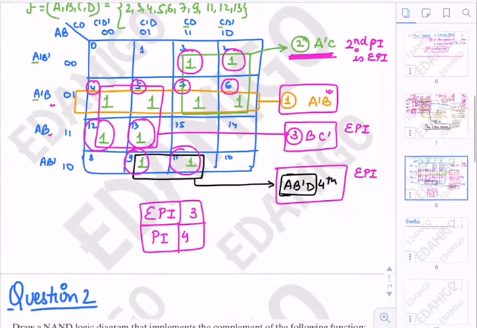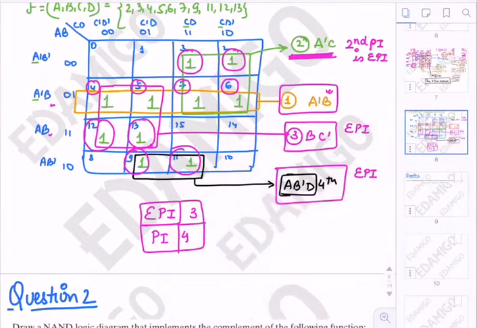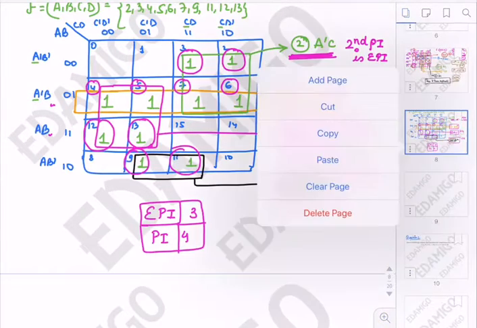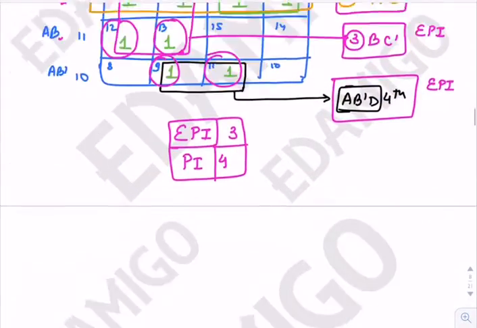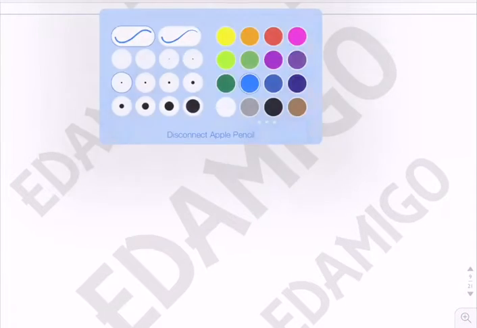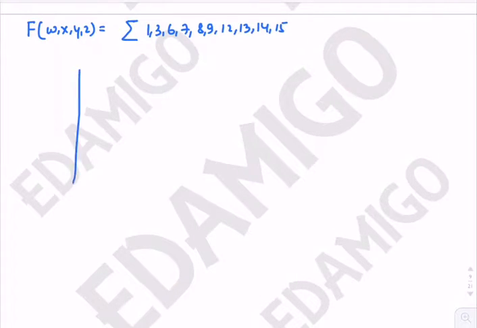I have to add a page here. Let me write the last part of the question. W x y z is equal to summation 1 3 6 7 8 9 12 13 14 and 15. Okay, so let me draw the K map.